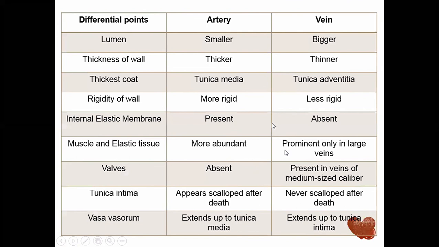It is prominent only in large veins. Valves: no valves in your artery, present in veins of medium-sized caliber. Tunica intima appears scalloped after death in the artery, while in the vein it is never scalloped after death. Vasa vasorum in the artery extends up to the tunica media, while in your vein it extends to the tunica intima.